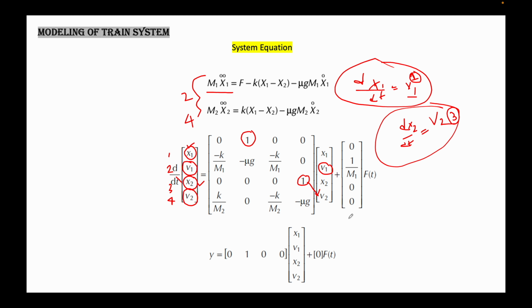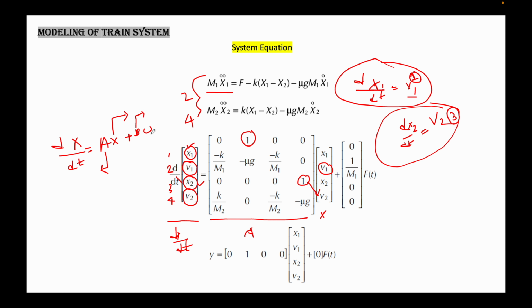So this is dx by dt equal to Ax plus Bu, and here this is the dx by dt part, and this is the A matrix, and this is matrix X, which is the state vector. This is the state transition matrix, this is the input matrix, and this is the input. So these are the components. So B is the input matrix and F is the input.